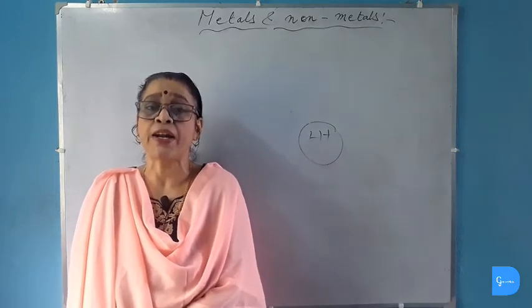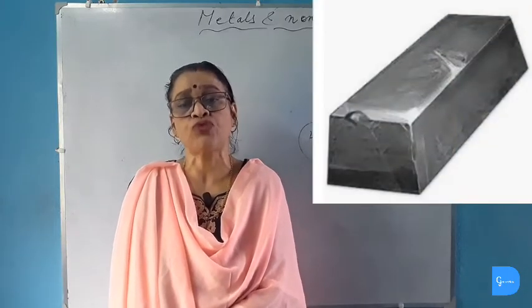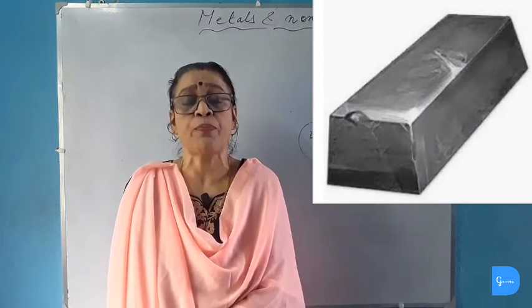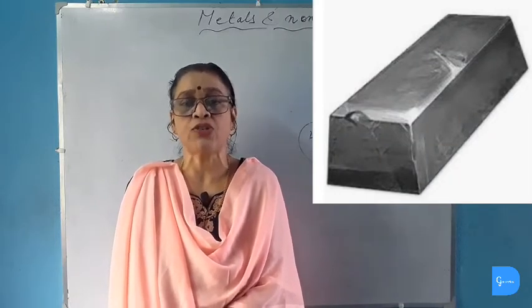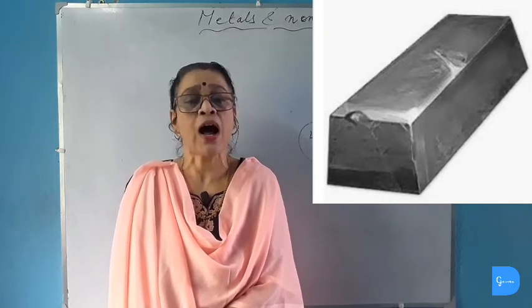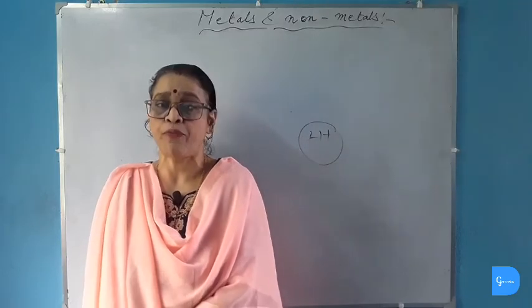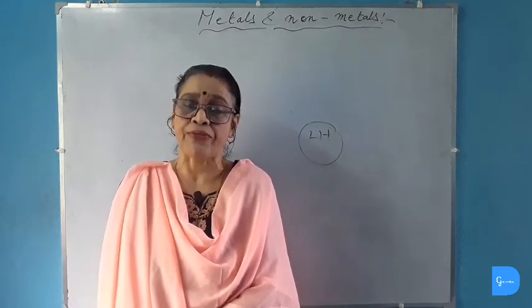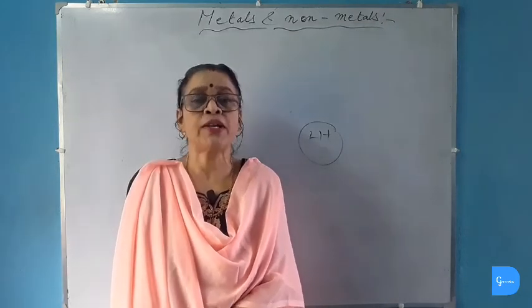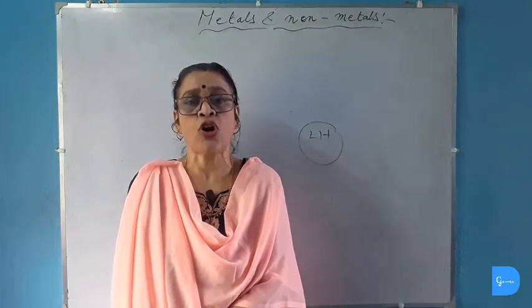For example, iron is very strong, so iron is used for making bridges, for construction of buildings, and for railway lines. But there are some exceptions in metals which are neither strong nor hard. For example, sodium and potassium. These metals are so soft that they can be cut with a knife. On the other hand, non-metals are not hard and not strong.